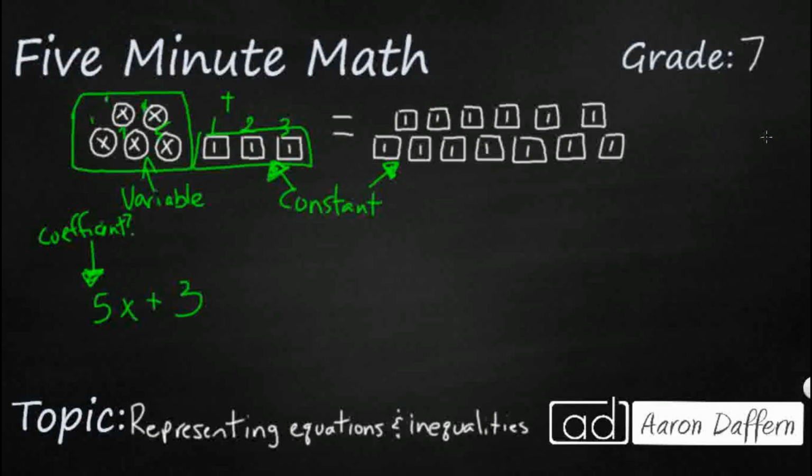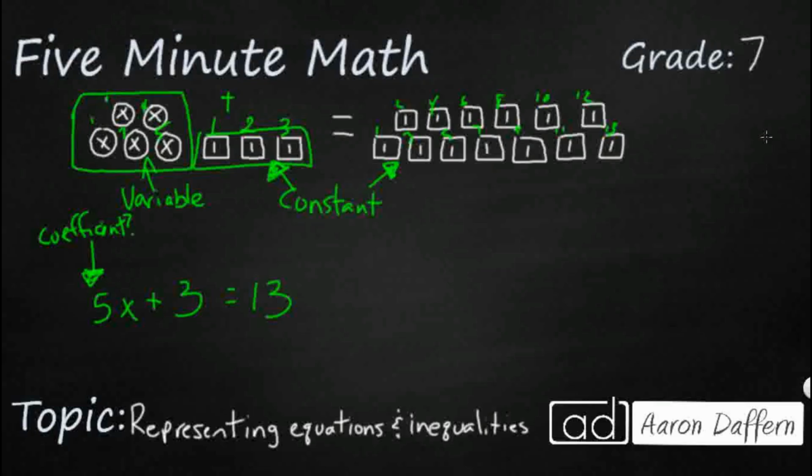So the left side of the equation is going to say 5x plus 3 because I've got 5 x's and then I've got 3 ones sitting there. So now we just need to figure out how many ones we have over here. I've got 1, 2, 3, 4, 5, 6, 7, 8, 9, 10, 11, 12, 13. So there we go. 5x plus 3 equals 13.